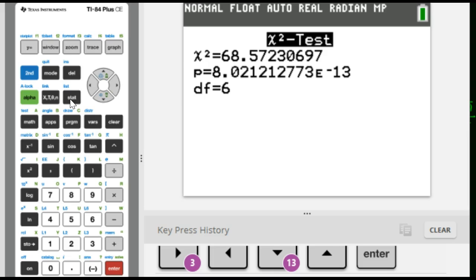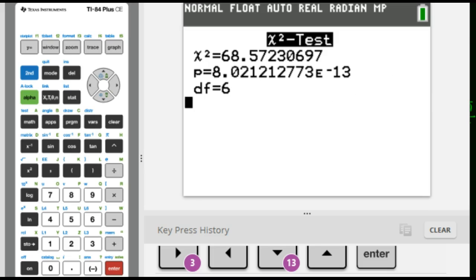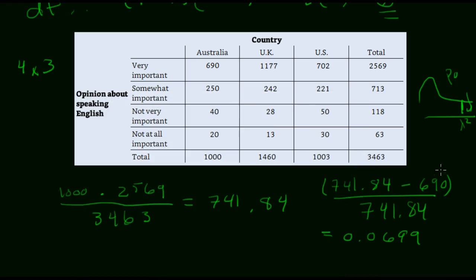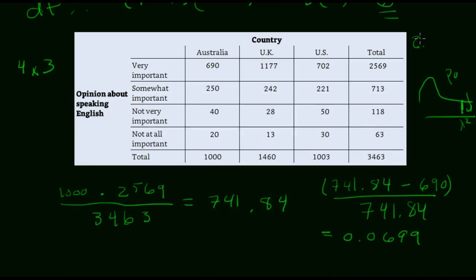All right. So the chi-squared for this entire thing was 68.572. That's a pretty substantial chi-square. If I look at the p-value there, with 6 degrees of freedom, this thing is 8.02 times 10 to the negative 13. So my little p-value here is, what was it again? 8.02 times 10 to the negative 13.